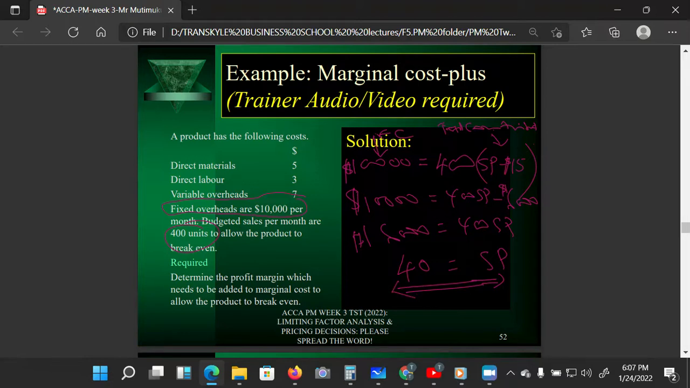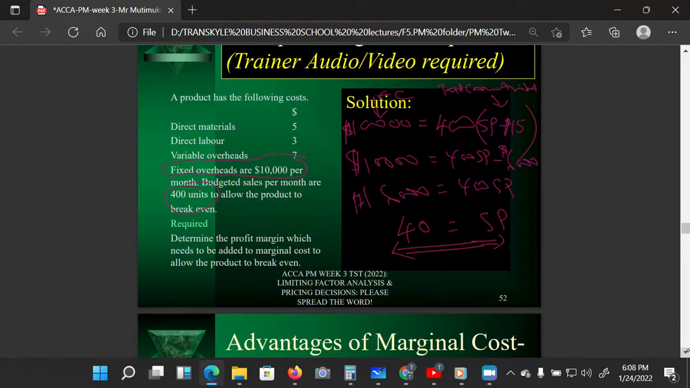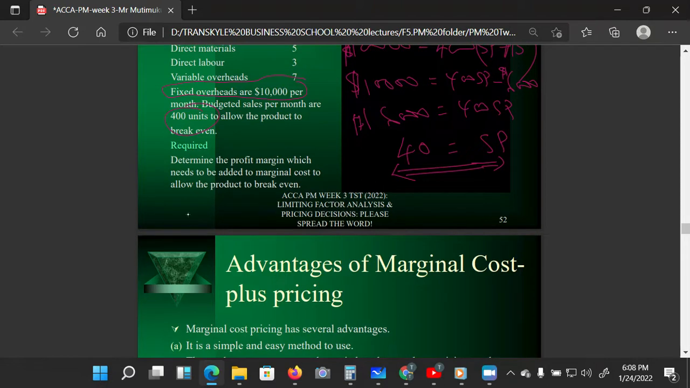That's the selling price at which, because the question was saying determine the profit margin which needs to be added to the marginal cost to allow the product to break even. Now that we have got this figure, we have just to move on a little bit to determine the profit margin which needs to be added. How do we do that?